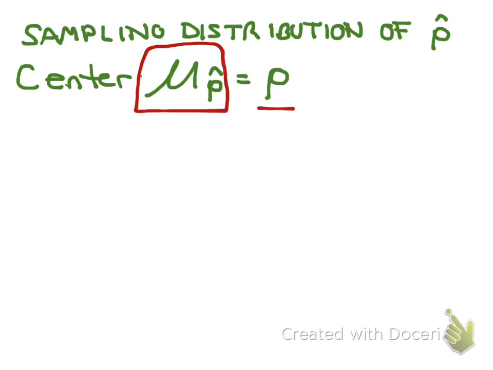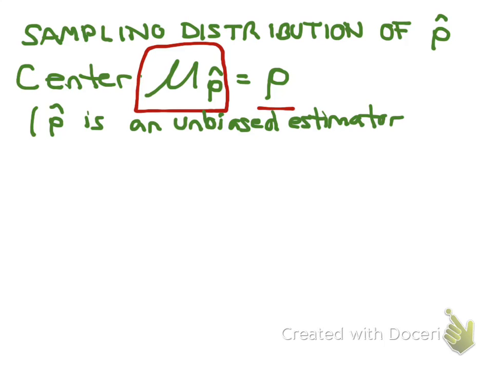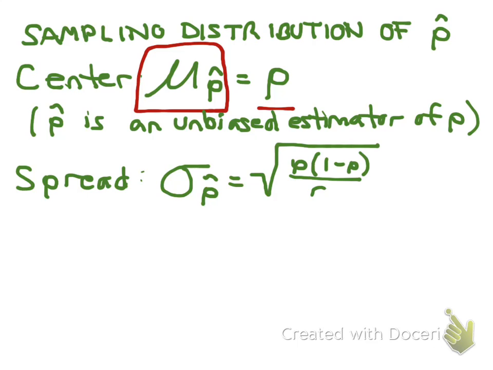If we were to take all p-hats, they would have a normal distribution. We're going to look at that later, and they'll center around p because p-hat is an unbiased estimator of p. We learned about that in the last section. That gives us some idea about the center of this distribution. Next, for the spread, we have a formula for that. This is going to be the standard deviation of p-hat. And here's the formula for it.